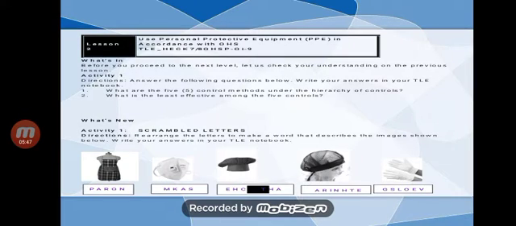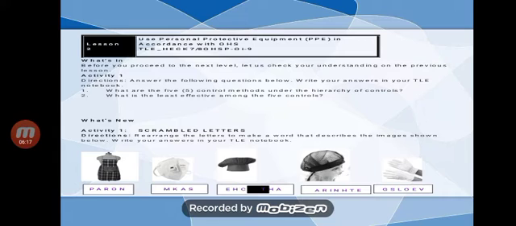Okay, lesson 2. We are now in lesson 2. Use personal protective equipment or PPE in accordance with OHS. What's in? Before you proceed to the next level, let us check your understanding of the previous lesson. Activity 1. Direction: answer the following questions below. Write your answers in your TLE notebook. What are the 5 control methods under the hierarchy of controls? What is the least effective among the 5 controls?